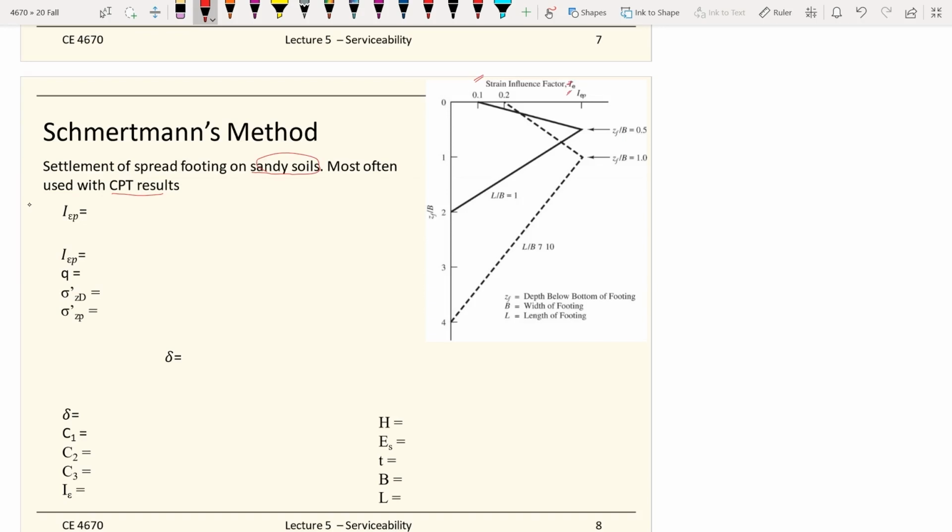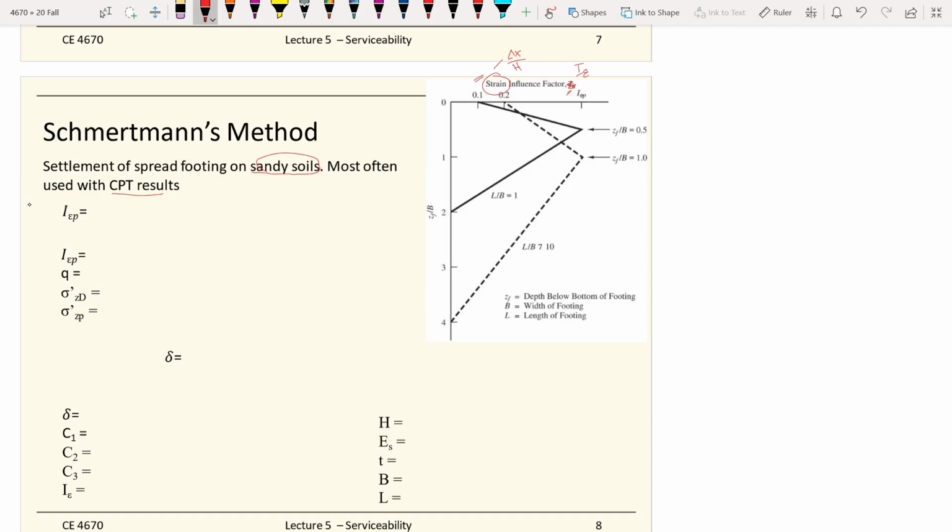What are the strain influence factors? Which means the immediate settlement, or the modulus values, highly depends on the deformations, because the strain, right? The strain pretty much is the deformation divided by the thickness.